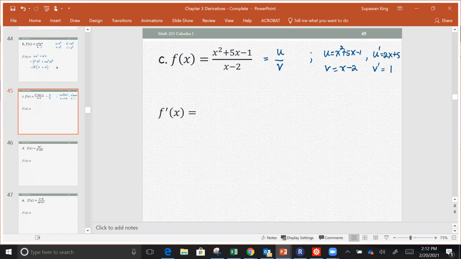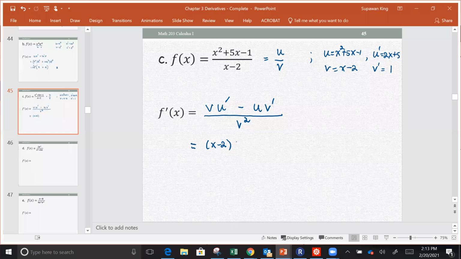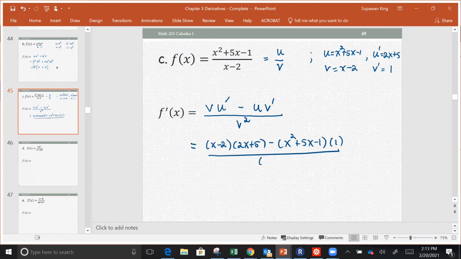For the quotient rule, recall the order is important. It's going to be the quotient form, denominator first, v u prime minus u v prime over v squared. The v is x minus 2. The u prime is 2x plus 5, minus the u, which is x squared plus 5x minus 1, times v prime, which is 1, all divided by v squared, which is the expression x minus 2 squared.